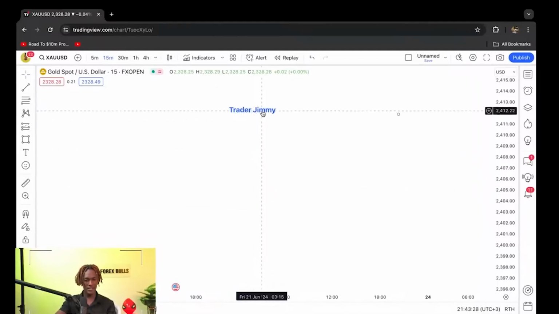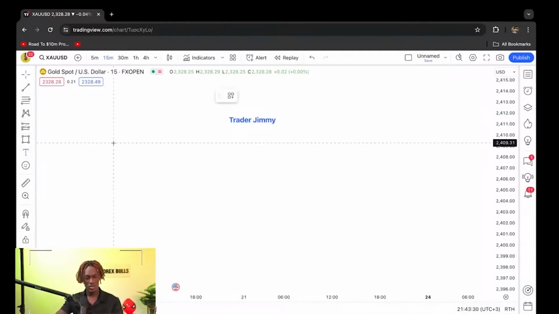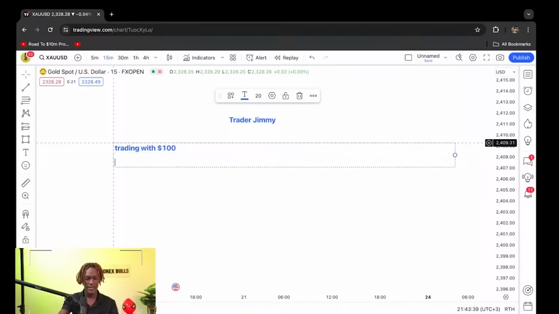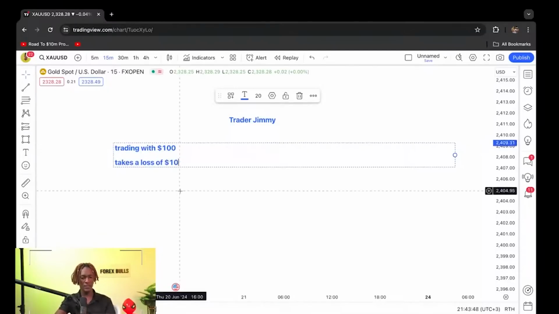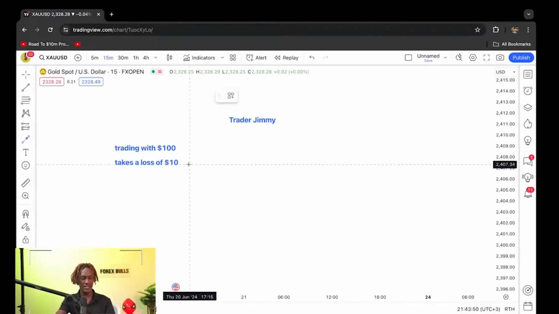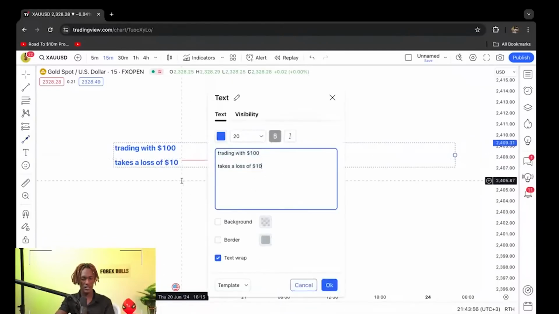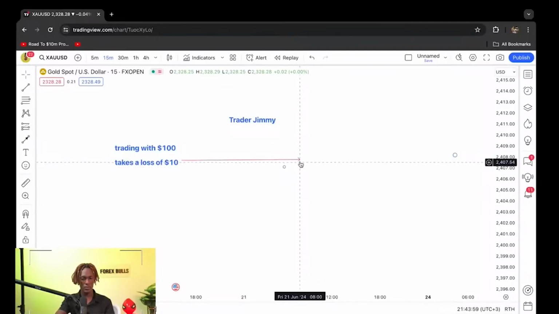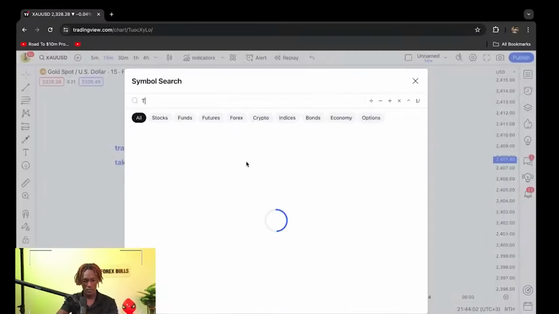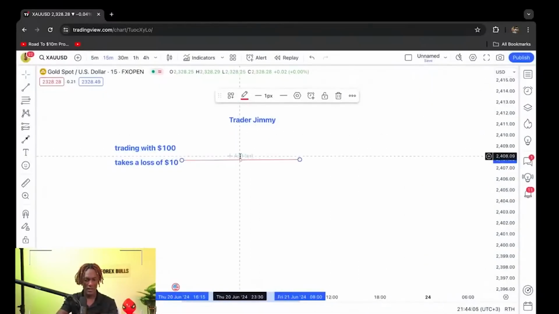So trader Jimmy takes a loss first. We shall say trader Jimmy was trading off with $100. Then takes a loss of say $10. Now what Jimmy does is, I want to make back the money that I just lost. So Jimmy says, I want to make back the money that I lost.